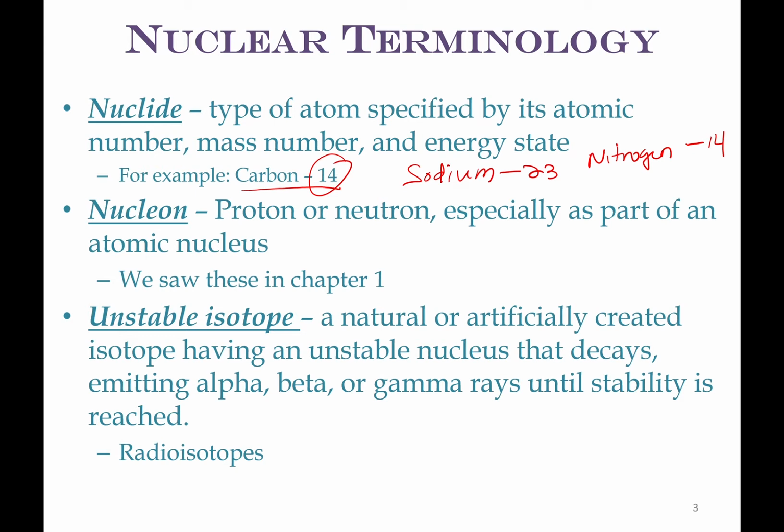An unstable isotope is something that is naturally or can be derived artificially, and it's going to be unstable in the nucleus, so it's going to decay by emitting some type of radiation. Now we've talked about alpha, beta, and gamma radiation, and it's going to do that until it's stable. It's got some sort of stable isotope that it reaches.